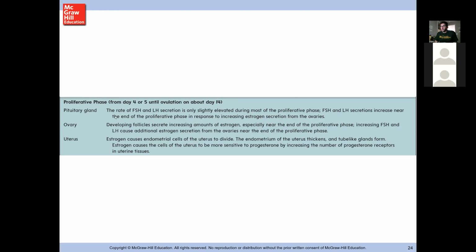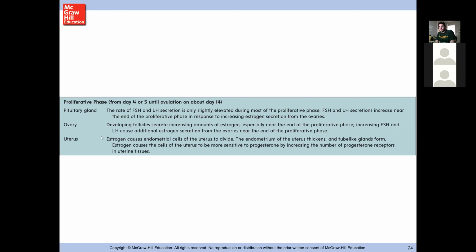increasing follicle-stimulating hormone and luteinizing hormone, causing additional estrogen secretion from the ovaries near the end of the proliferative phase. So what we end up seeing here is that estrogen has a positive feedback loop on itself. As the ovary is getting closer and closer to ovulation, the amount of estrogen secretion goes up, which causes more follicle-stimulating and luteinizing hormone to be released, which then causes additional estrogen to be released as well.